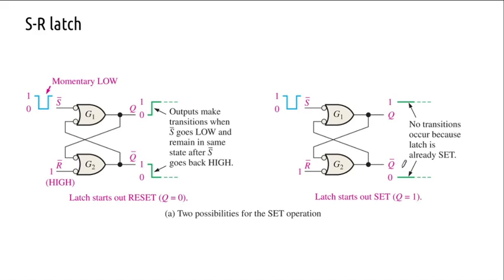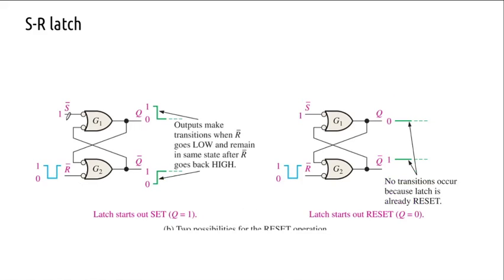Then the reset case. What happens? I'll start with the flip flop in the set condition, where Q is 1 and Q bar is 0. I'm giving a momentary low on the reset pin. The same explanation goes: I have this 0 here and this 1 here, so the output is going to be 0.